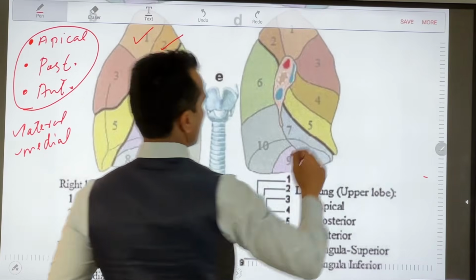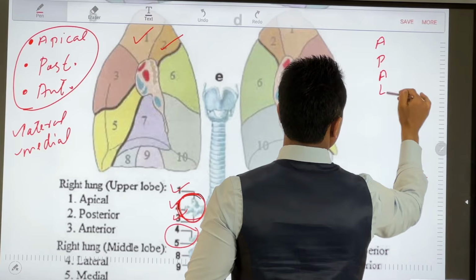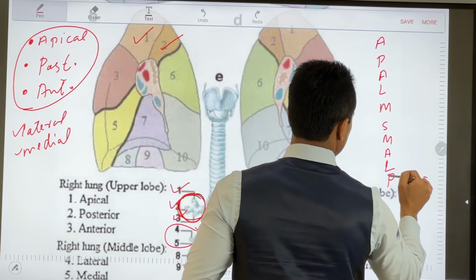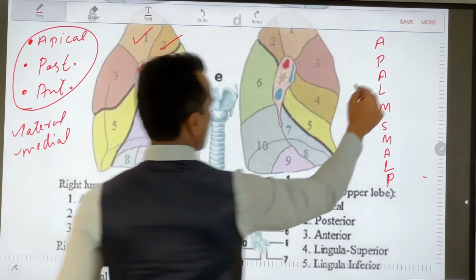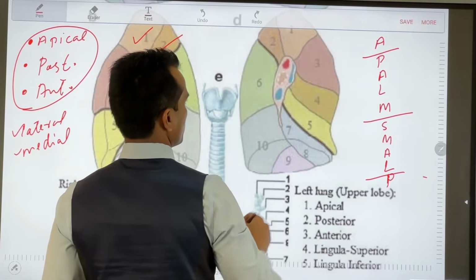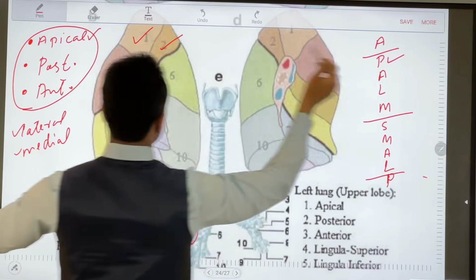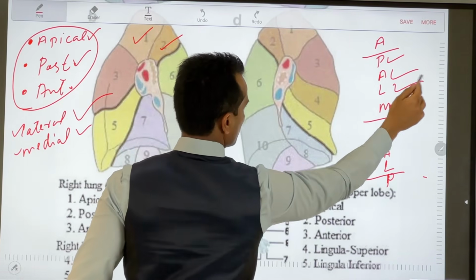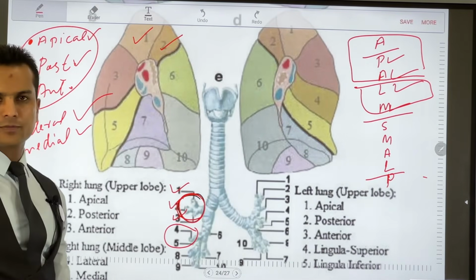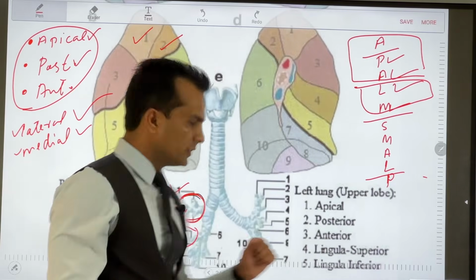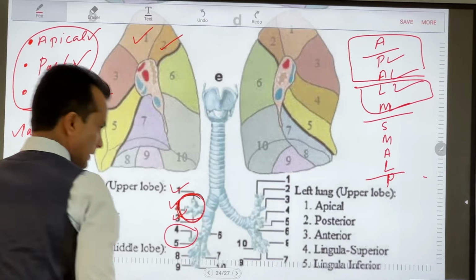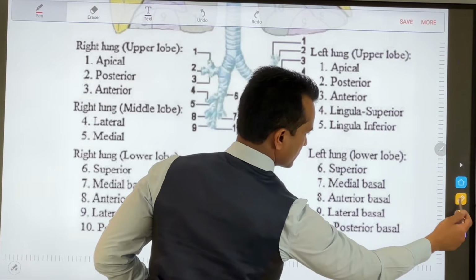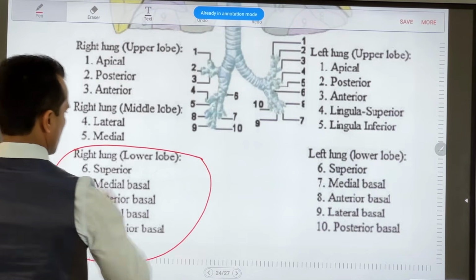How to memorize? Look, write please, A PALM, small p. Okay, the first one is the apical, second is the posterior, third is the anterior, fourth is the lateral, fifth is the medial. So far you have completed 2 lobes of the right lung: apical, posterior, anterior, lateral and medial. Now how many bronchopulmonary segments are left in the right lung? 5 more. So the right lower lobe has 5 more.